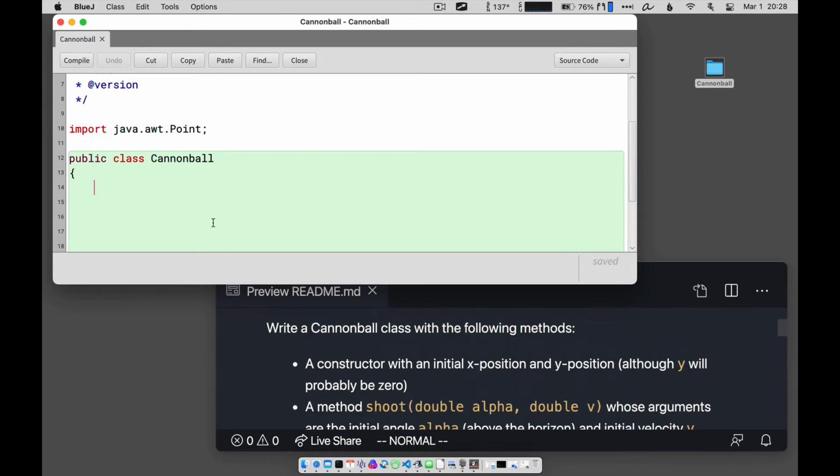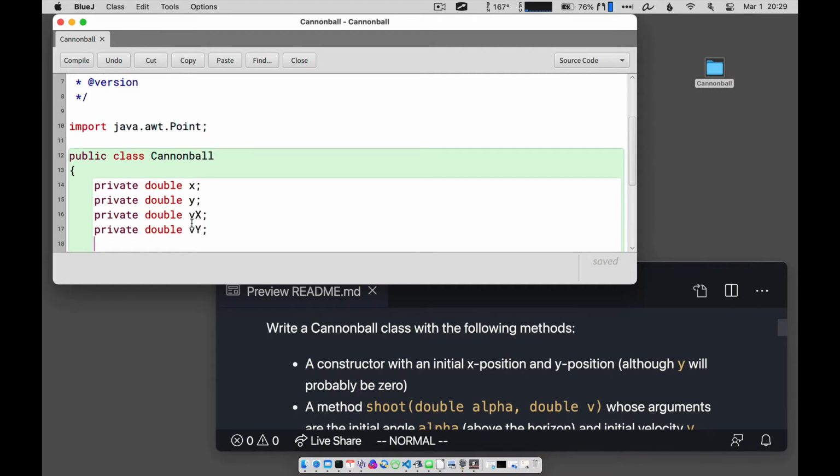So I'm just gonna write down to start those variables that were initially given to me. I think I'm going to go for doubles for these things because I could be at 2.5 meters or 3.5 meters. So I'll have a private double X value, which is the X coordinate of its position, and a private double Y value, and a private double V in the X direction, and a private double V in the Y direction.